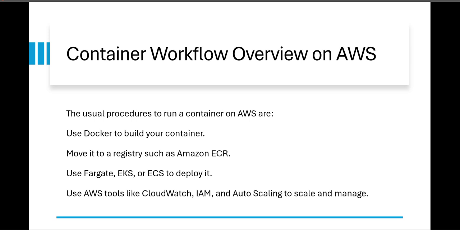Let's explain this. First, we have to create a Docker image for our app. Next, we push the image to a container registry, usually Amazon ECR. Then we deploy the containers using ECS, EKS, or Fargate. Once it's running, we use tools like IAM for permissions and CloudWatch to monitor logs and performance.